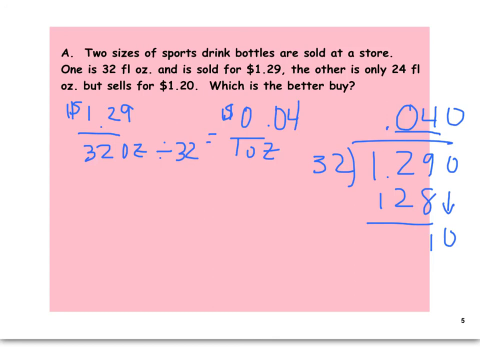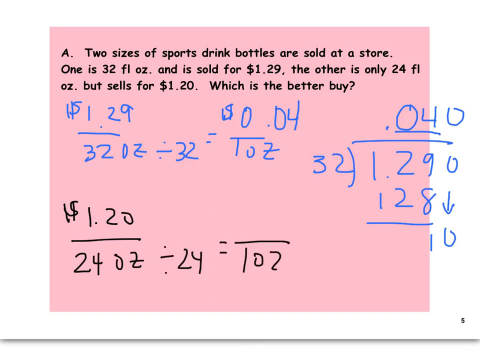Now if I look at the other sports drink bottle, it tells me that it's $1.20, and that's for 24 ounces. So this time, to get 1 on the bottom, I'm going to divide by 24, and that's going to give me 1 ounce. And then I'm still going to have to divide the top by 24. And let's see what happens here. Again, I'm going to bring my decimal up.